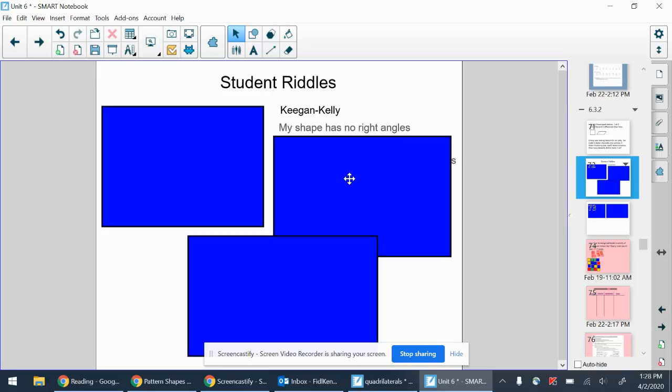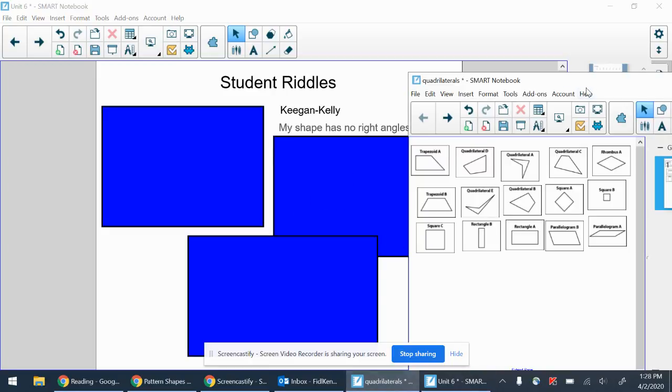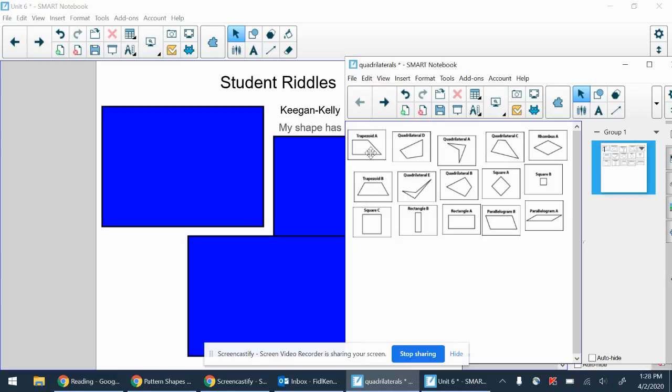His first clue says, my shape has no right angles. All right, let's see. Okay, so I'm looking for anything without right angles. That trapezoid A has one. All right, that one doesn't have any. I'm not quite sure quadrilateral A does, so I'm gonna bring it down anyways. We can check it later.